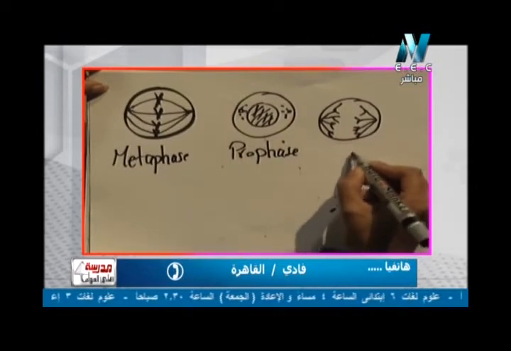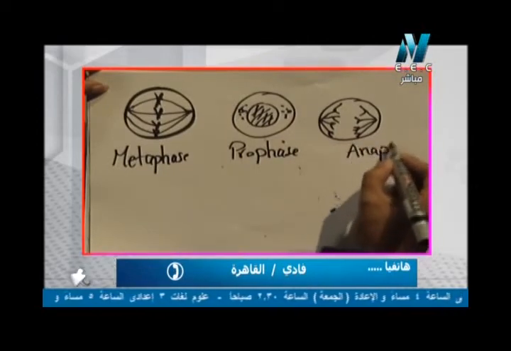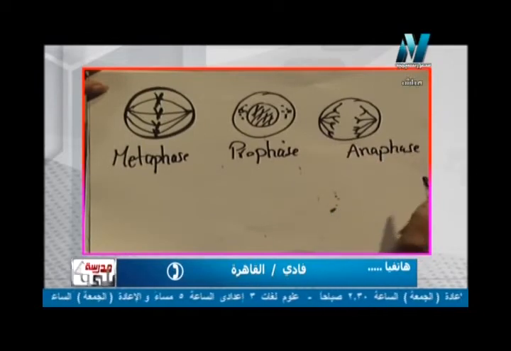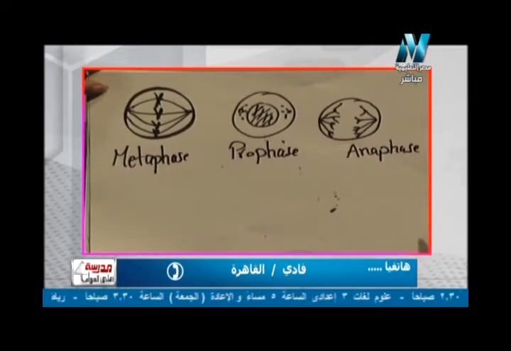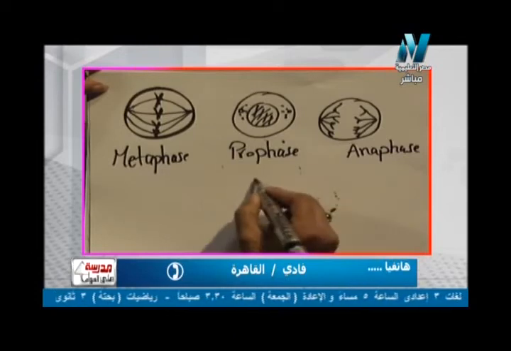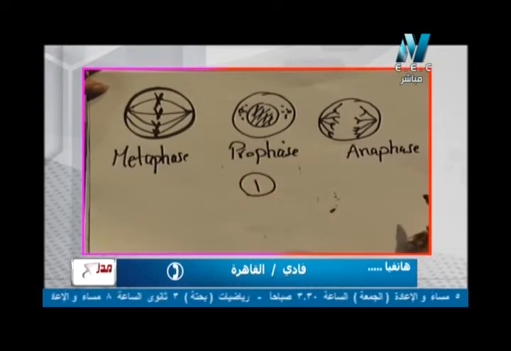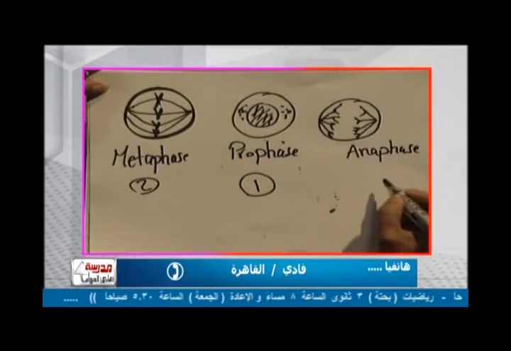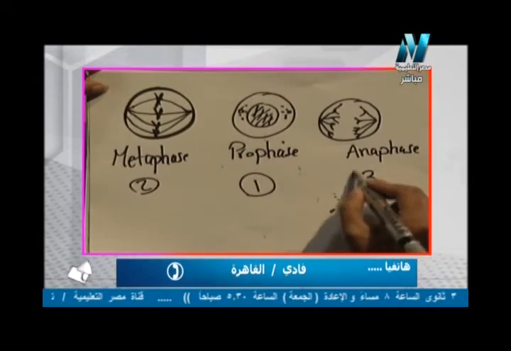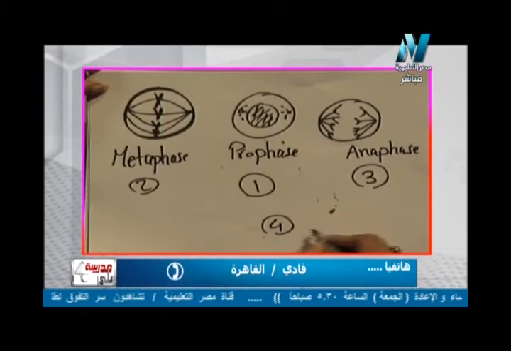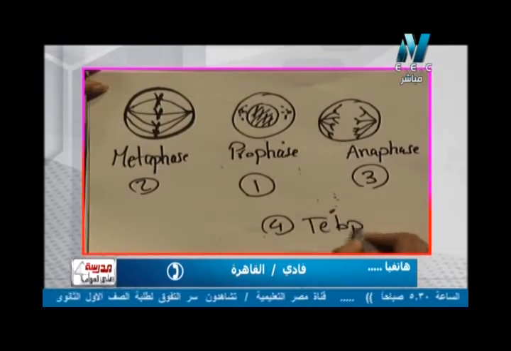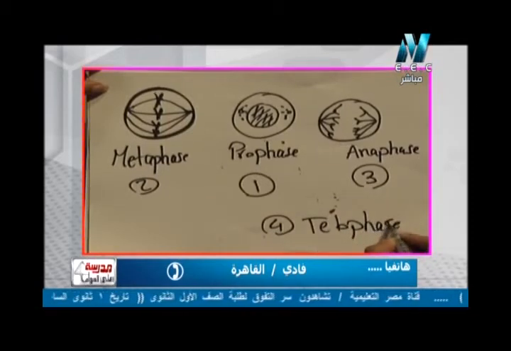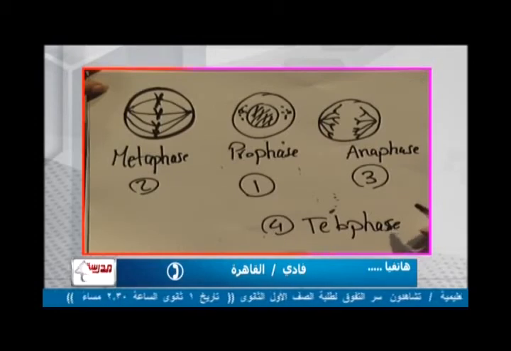Anaphase. Can you arrange these phases, Fadi? Which happened first? Prophase, number 1. Excellent. Number 2, metaphase. Okay. Number 3, anaphase, and the fourth is telophase, which we haven't drawn. Excellent Fadi.